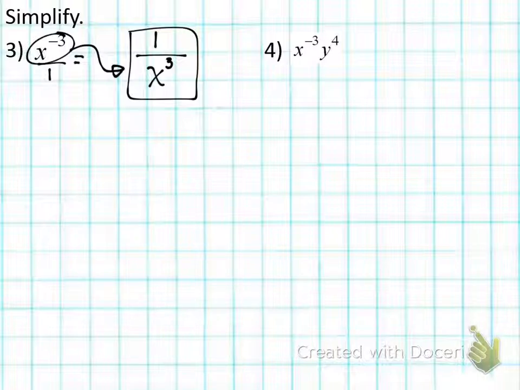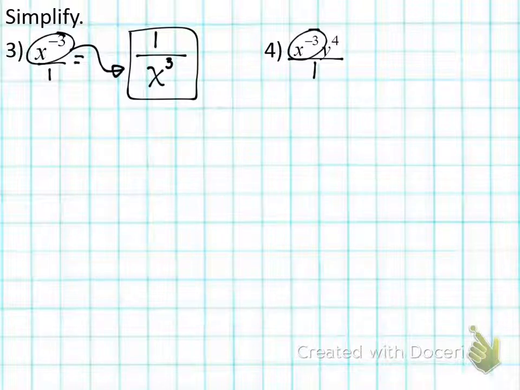Okay, so number 4, we got x to the negative third, y to the fourth. Remember, we can make anything a fraction by putting it over 1. Don't erase your boards yet, because I didn't say you did it right. Some of you did it wrong, okay? I never say who did it right, because I want you to check your work. So we got x to the negative third, y to the fourth. We can put it all over 1, okay?